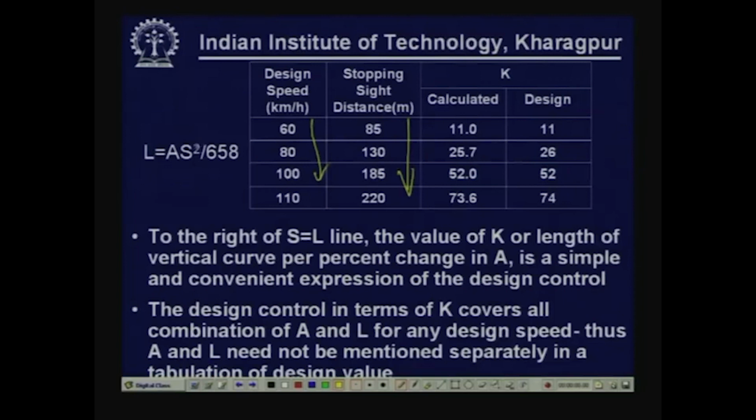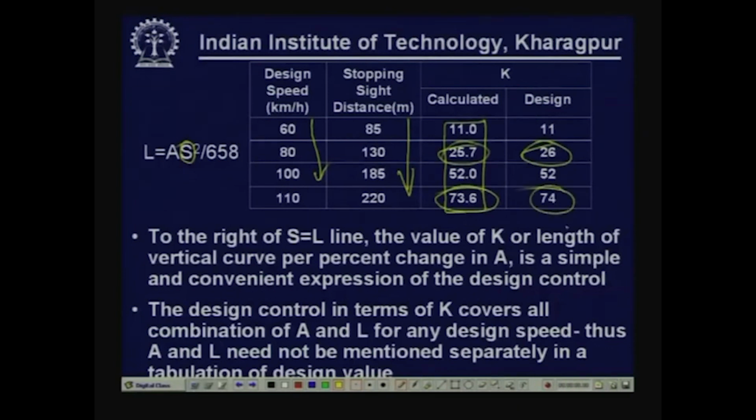Now, once we know S, then L by A is k. So, we can calculate the actual k value, which is nothing but S square, the sight distance squared, divided by 658. If we do that, these are the calculated values for different design speeds. Now, these values are rounded off. For example, 25.7 is rounded off to 26, and 73.6 is taken as 74.